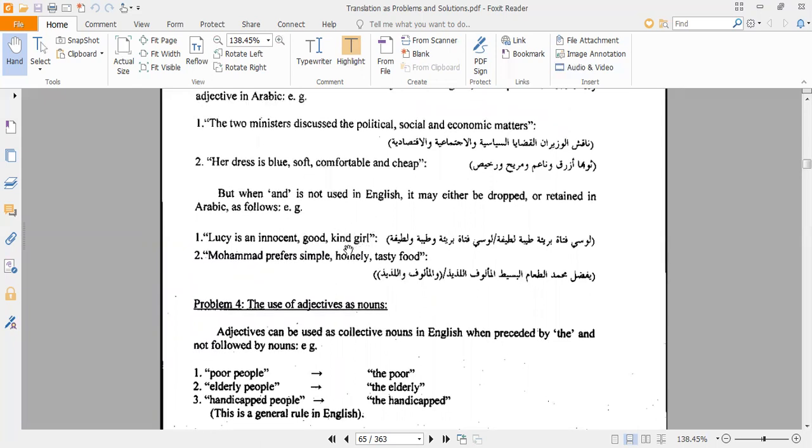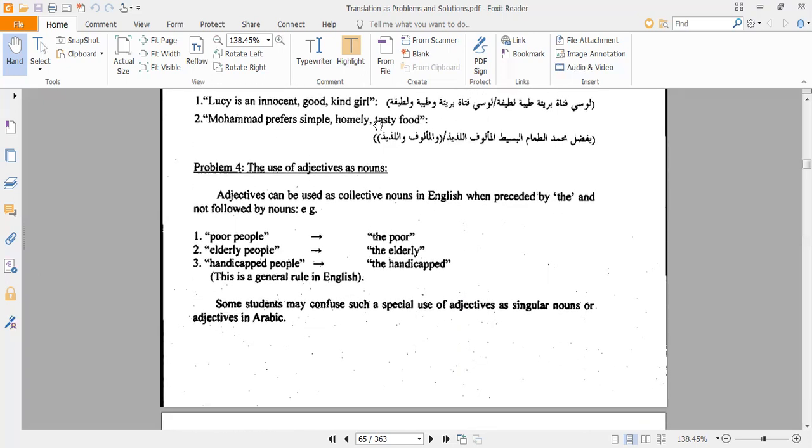ممكن أنا قبل الصفة الأخيرة أستخدم and, like this sentence. Her dress is blue, soft, comfortable and cheap. ثوبها أزرق وناعم ومريح ورخيص. باللغة العربية بستخدم و لتعداد الصفات, while in English we use commas, and before the last one we may use and or we may not use and. Okay.